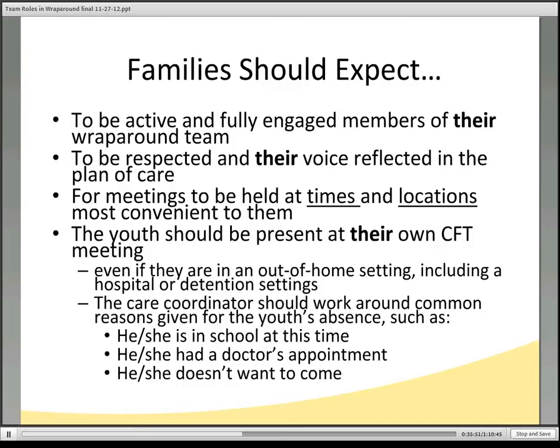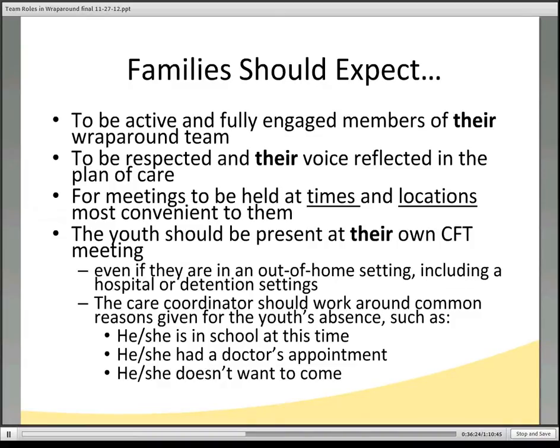The care coordinator should work around common reasons given by others for the youth's absence, such as, oh, well, he's in school right now, or he has a doctor's appointment, or she doesn't want to come right now. You know, we kind of see those as obstacles, and a really gifted care coordinator like Kim can really work around some of those reasons that are given and make sure that the youth is included in that meeting.